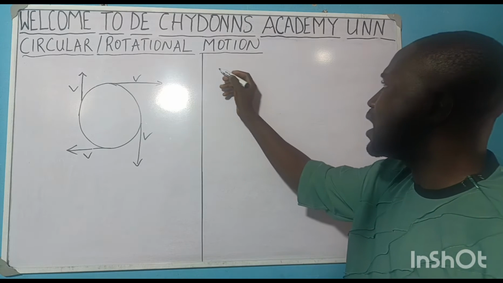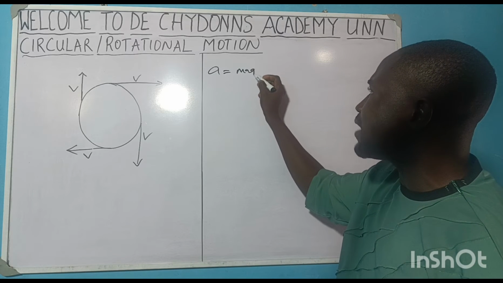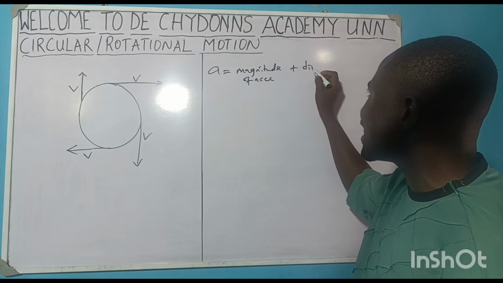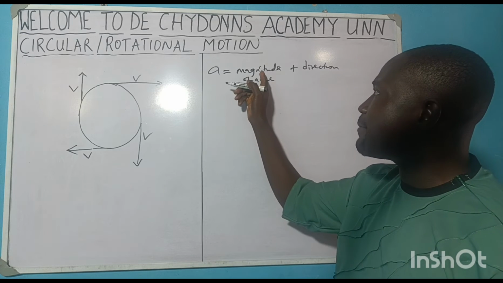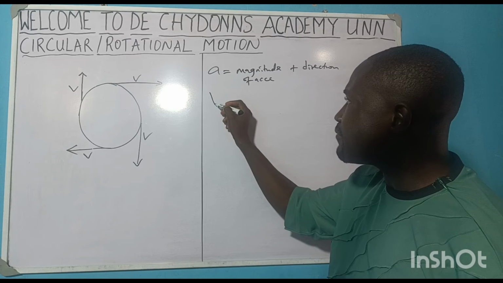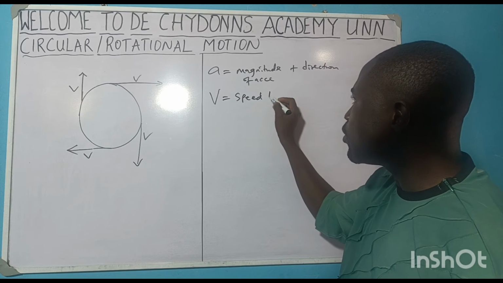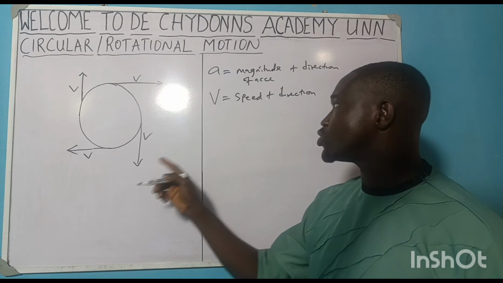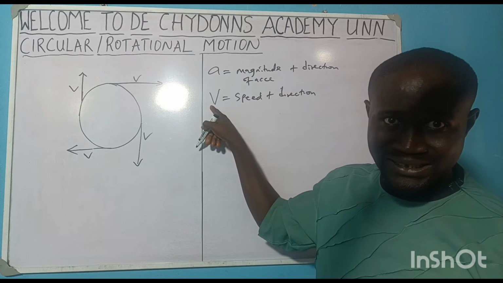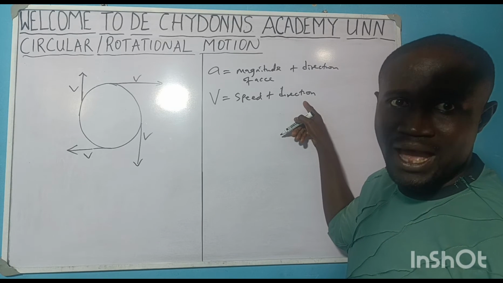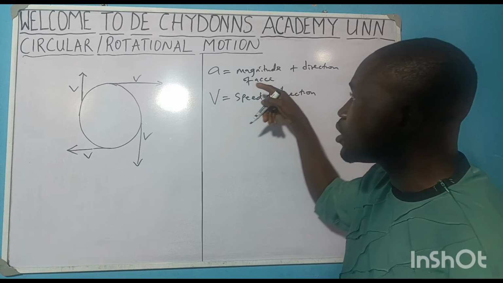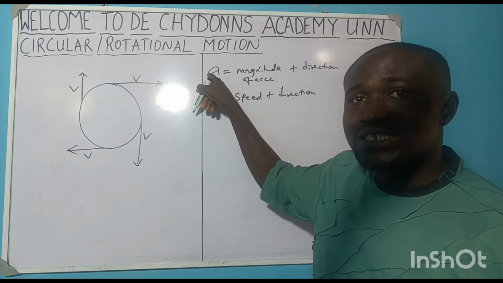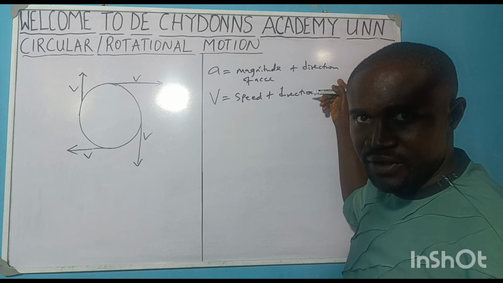Get that information. Acceleration is equal to magnitude of acceleration plus its direction. So when we are talking about magnitude of acceleration, it's like talking about velocity equals speed plus its direction. And we said that the speed of a body undergoing circular motion is constant, but the velocity varies because of this direction we have. Then the magnitude of acceleration of a body undergoing circular motion is always constant, but the acceleration itself varies because of the direction we have here.